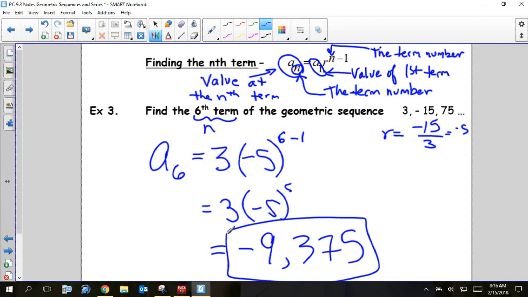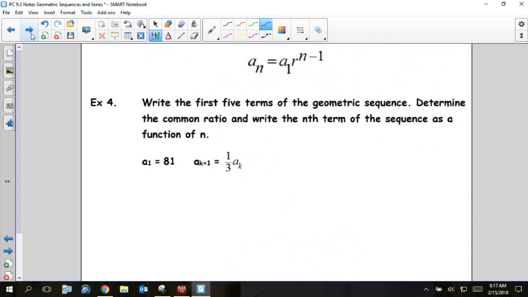All right, example 4. Write the first 5 terms of the geometric sequence, determine the common ratio, and write the nth term of the sequence as a function of n. So the first thing, write the first 5 terms. This is a recursive formula. This just says whatever the previous term is, multiply by 1/3. So my first term is 81. What's our next term? 27, 9, 3, 1.